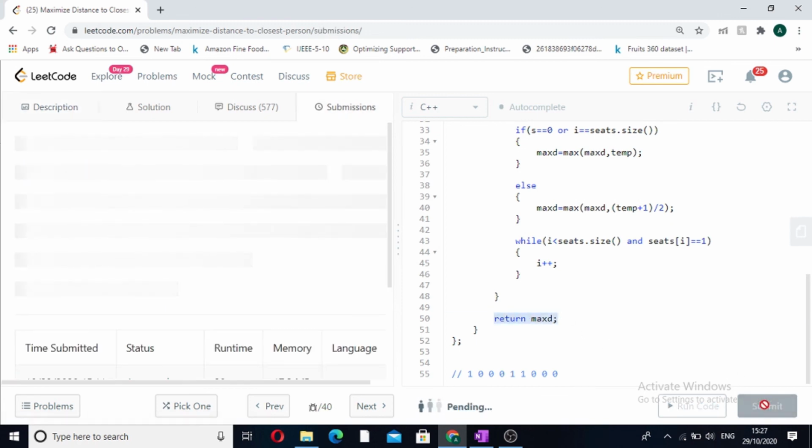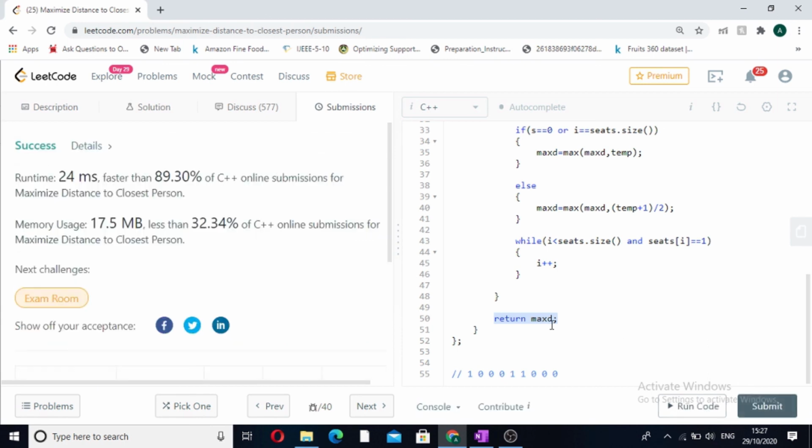Now let's submit the code. So you can see that the code is getting accepted.